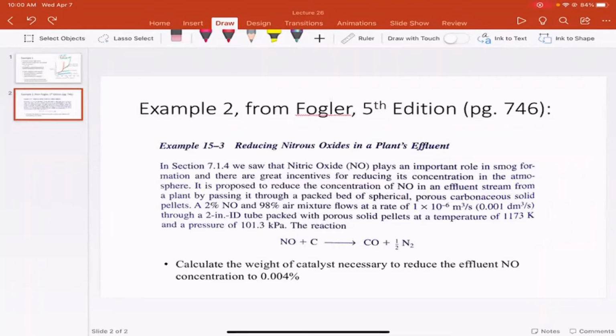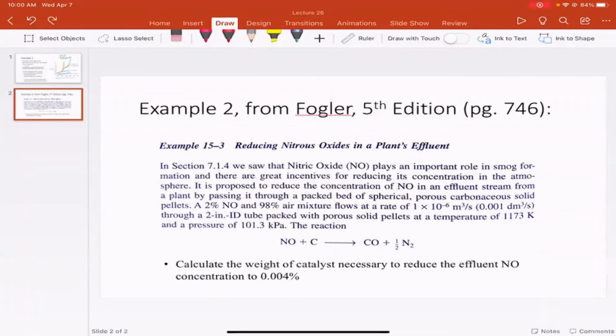NO plus carbon gives you CO2 plus nitrogen. Calculate the weight of catalyst necessary to reduce the effluent NO concentration to 0.004%. It might not look like such a complicated problem, but it is. And because of that, we're going to step through this step by step.